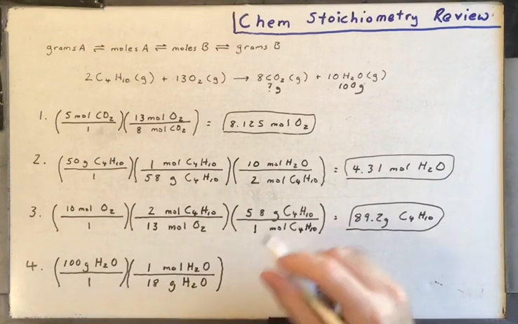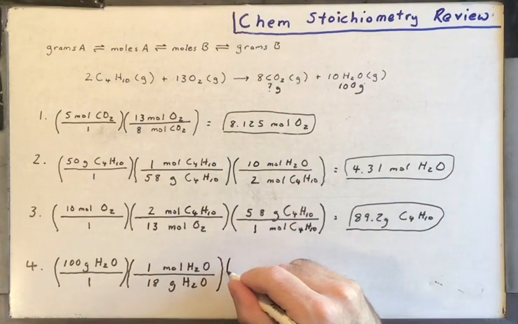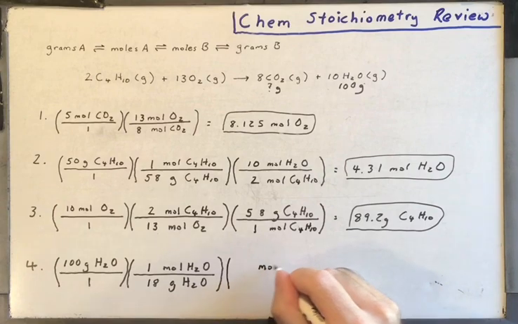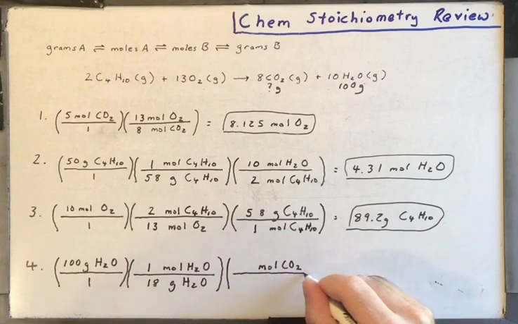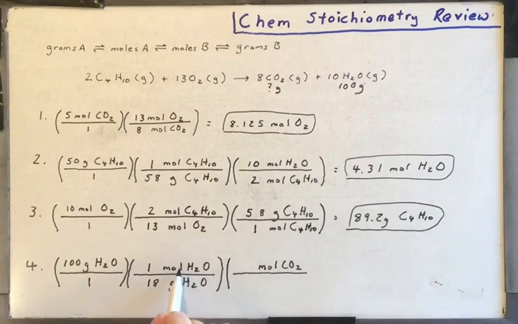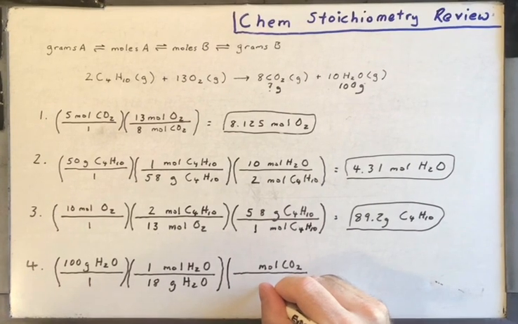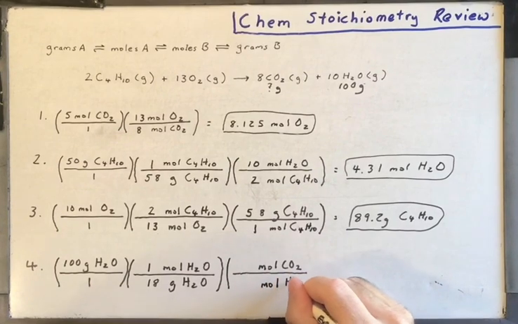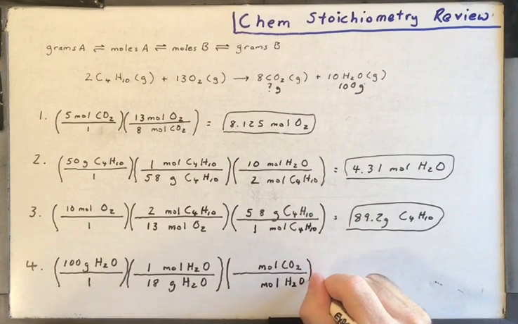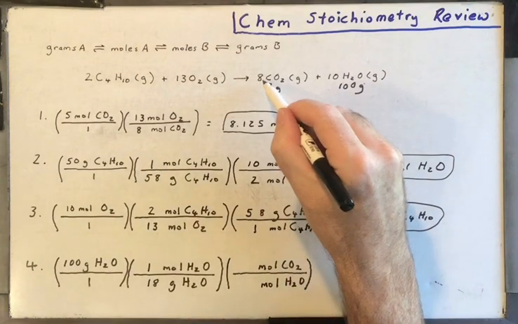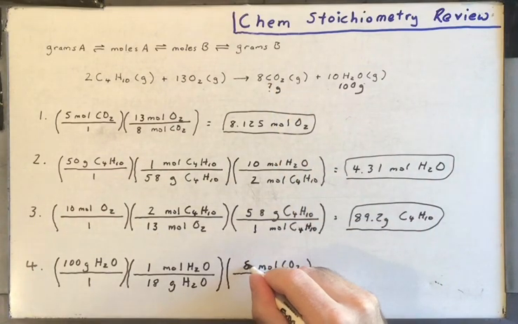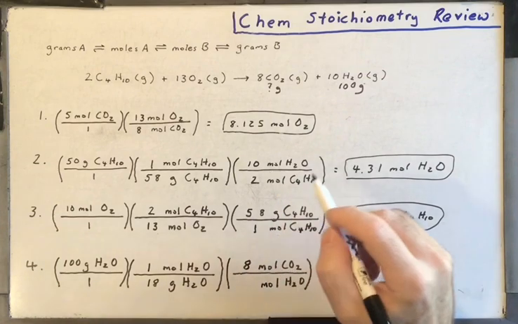Now we've got to go to moles of CO2, where the question mark is. So we put that on top, moles of CO2. And what are we getting rid of? Up and to the left, on top, moles of H2O. Now this is stoichiometry. Anytime you're comparing moles to moles, it's stoichiometry. You're using the coefficients. The coefficient in front of CO2 is 8. The coefficient in front of H2O is 10.